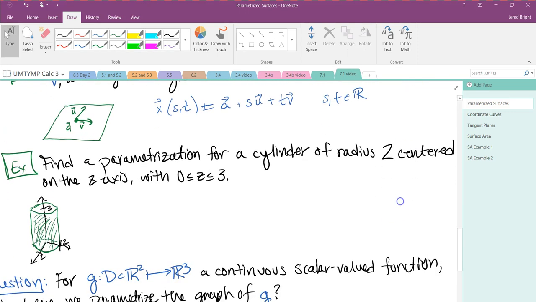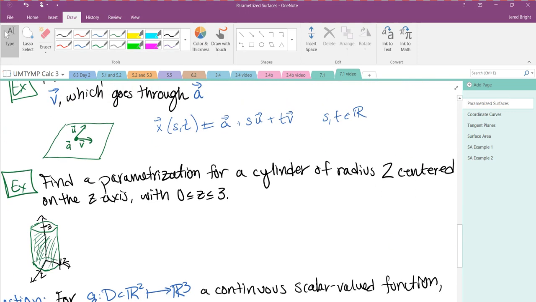Okay? Next example, we want to find a parameterization for a cylinder of radius 2 centered on the z-axis with z being 0 to 3. Okay? So this, to me, when I see this, that automatically means that one of my parameters is going to be s, and we're saying that s is within 0 to 3. Okay, now I got to think about this. Okay, well, I know if I want to use 2 parameters, and I haven't been checking for open connected sets and all that stuff, so we'll do that here in a moment.